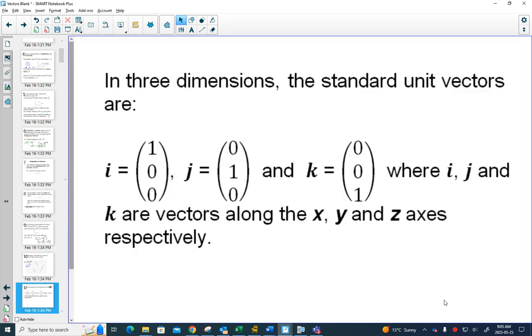And we'll move to 3 dimensions. So these are our unit vectors. Add our arrowheads to these. We add the unit vector k to go along the z-axis.